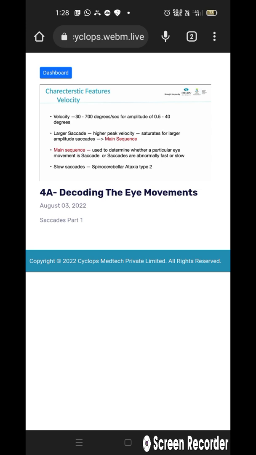The main sequence is an astronomical term where all the stars are graded on a sequence depending upon their temperature and color. So the main sequence is used to determine whether a particular eye movement is a saccade or not, and you also can determine if the saccades are abnormally fast or slow. Usually we see slow saccades in spinocerebellar ataxia type 2.